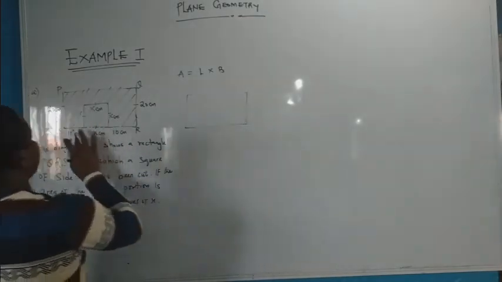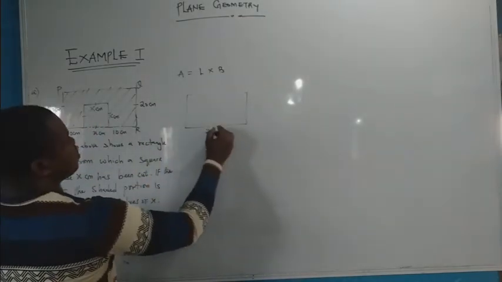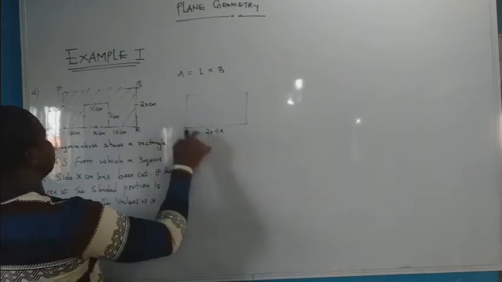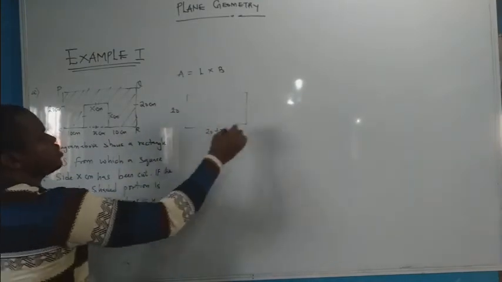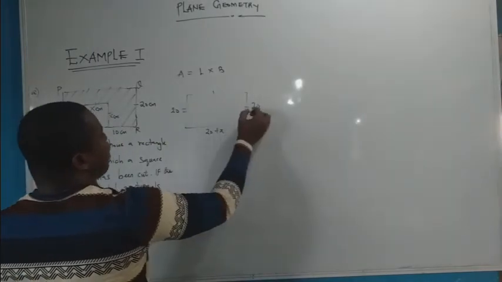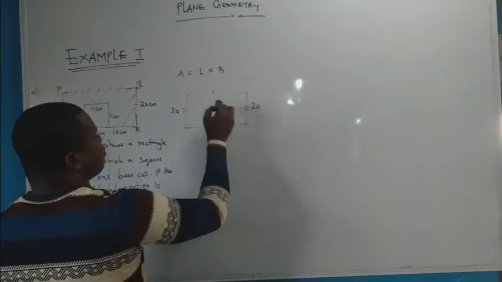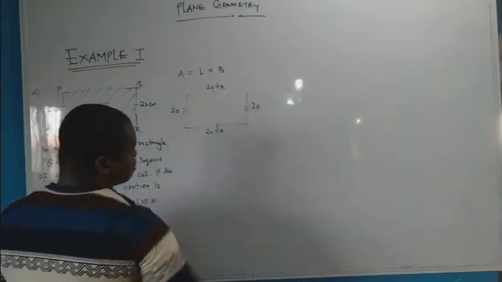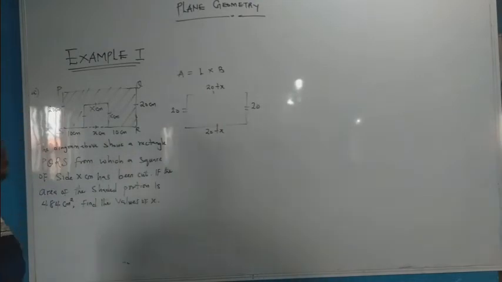So everything here is 20 plus x. Let me write it down. 20 plus x. Then here we have 20. Remember, the opposite sides are equal and parallel. So here we have 20 plus x. Exactly. Alright, so what do we do now?